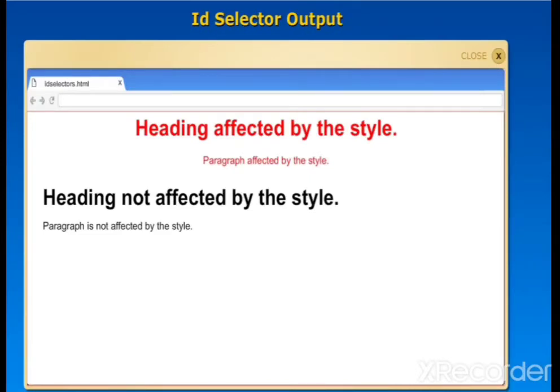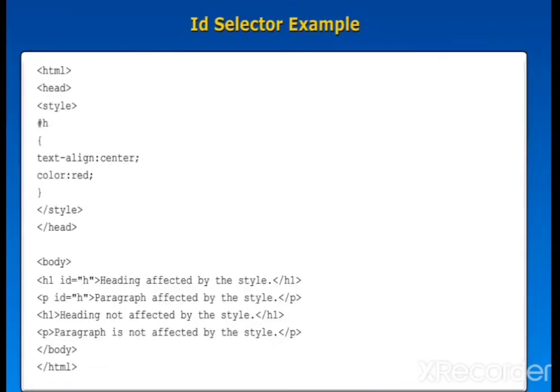Here is the output. See, the heading affected by the style is in red color, the paragraph affected by the style is in red color, and the heading not affected by the style is in black color, which is the default color. The paragraph not affected by the style is in black color, which is the default color. Means for the above two lines, style is applied. For the below two lines, style is not applied. Why? Because see the code once. For the above two lines, we used the id selector with the help of the id name. Here in h1 we used the id selector, and for the paragraph also we used the id selector.